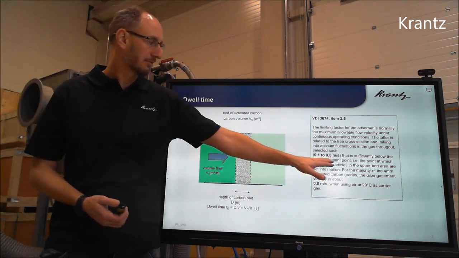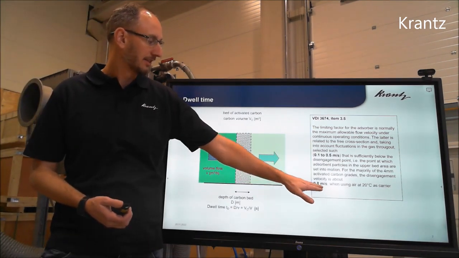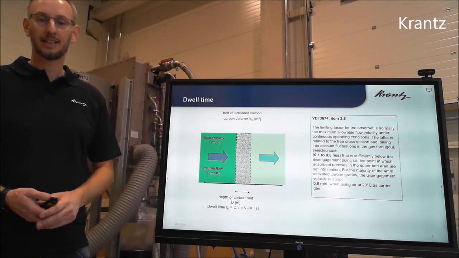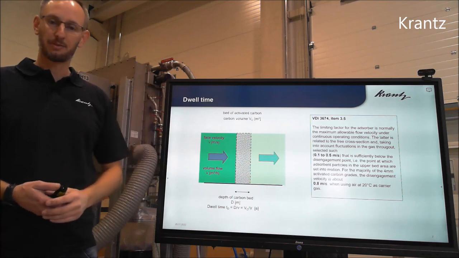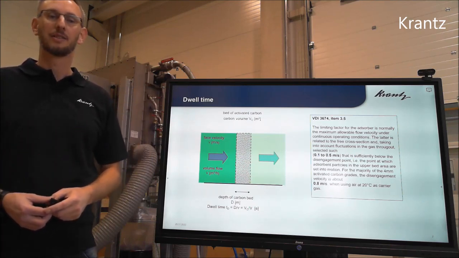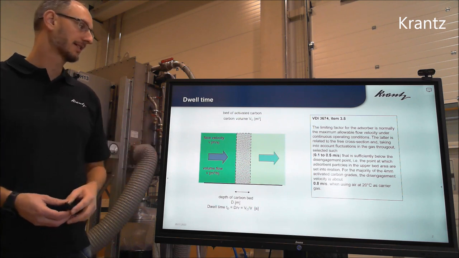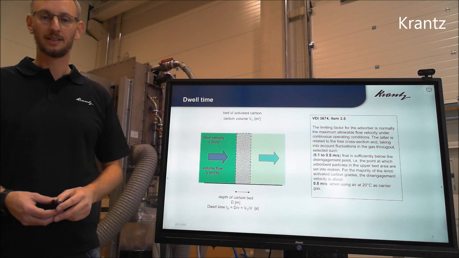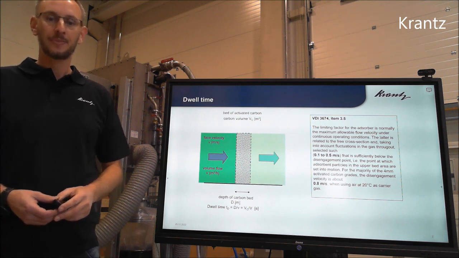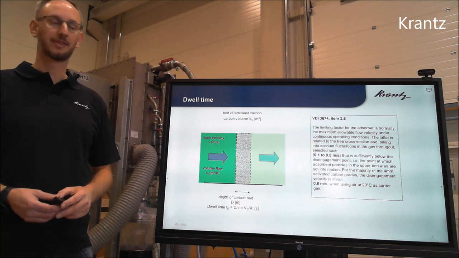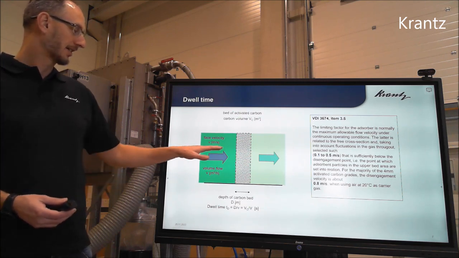Because if the phase velocity gets too high, you can see here, according to the standard, at 0.8 meters per second the carbon will start to vibrate and it will collapse over time. So you need to avoid this point, and therefore the optimum phase velocity is between 0.1 and 0.5 meters per second.